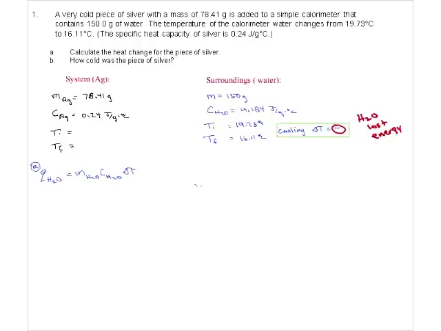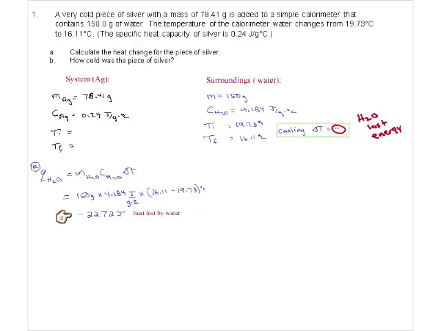We know the mass, we know the specific heat of the water, and we know the change in temperature. So right off the bat, I can calculate the amount of energy change of the water. So it's 150 times 4.184 times 16 minus 19.3. And this should be a negative value because it cooled down. It went from 19 down to 16. TF minus TI. It started warm, it cooled off.